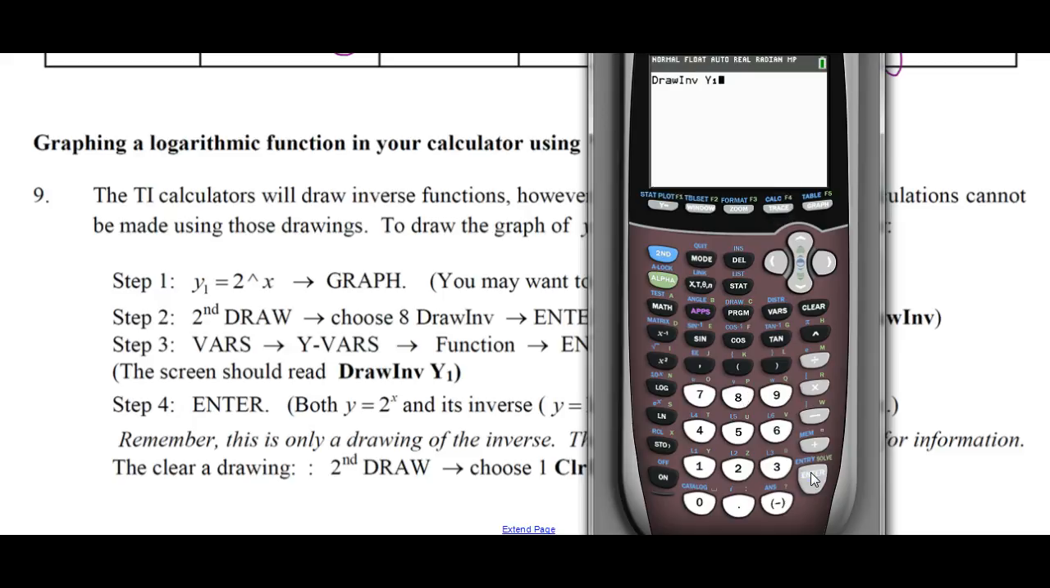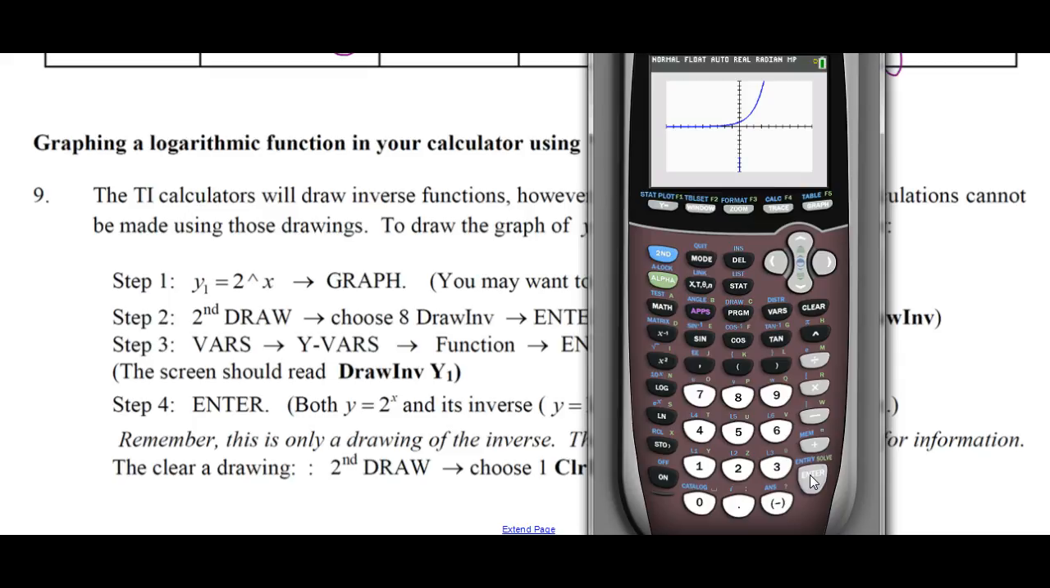There's other instructions on here for those of you with older calculators, for whom we all feel very sorry. Sorry you have to use that, but whatever calculator you're going to walk into the exam with, you need to learn to use it. So if you have the 83, do the y-vars function, enter, enter. Screen should read draw inverse y1, press enter.